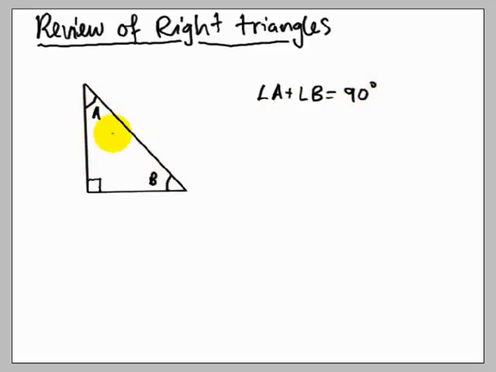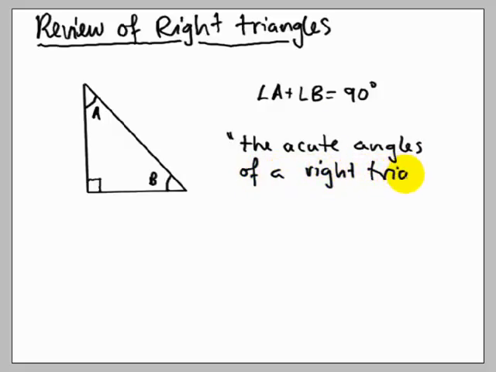Okay. Remember, I said these two angles have to be acute, right? So a fancy way to say it is the acute angles of a right triangle are complementary. Remember, complementary means two angles add to 90. Let me write that down because that's kind of important to understand. So the acute angles of a right triangle are complementary. And complementary is just a fancy way to say they add to 90 degrees.